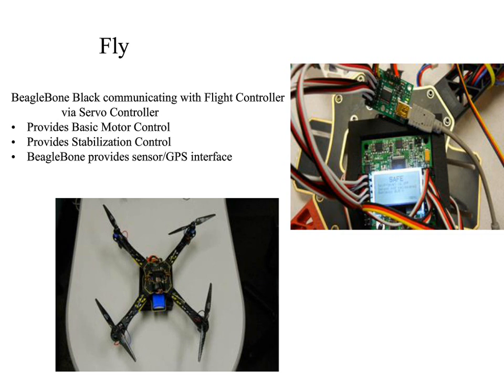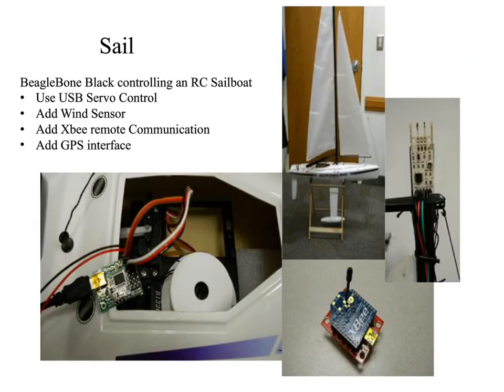As I mentioned before, we've actually had a sailboat project. So my students took an RC sailboat and made it autonomous from a robotics perspective. The sailboat itself is controlled by two servos, one that controls the direction of the sails and the other which controls the rudder. And so that is fairly straightforward to control via our servo controller.